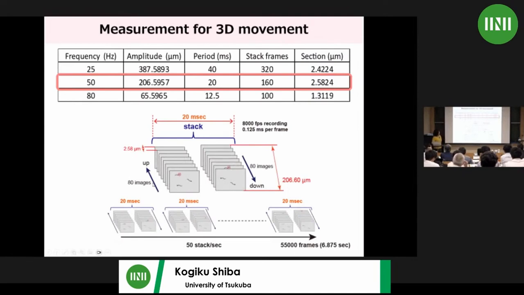The objective lens moves very fast, so we captured with a very high speed camera, recording at 8,000 frames per second. So we can capture where the sperm is positioned on the Z axis. We move the objective lens with the piezo at 50 hertz, and we can scan a 200 micrometer range every 20 milliseconds, and we reconstructed the position of the sperm.